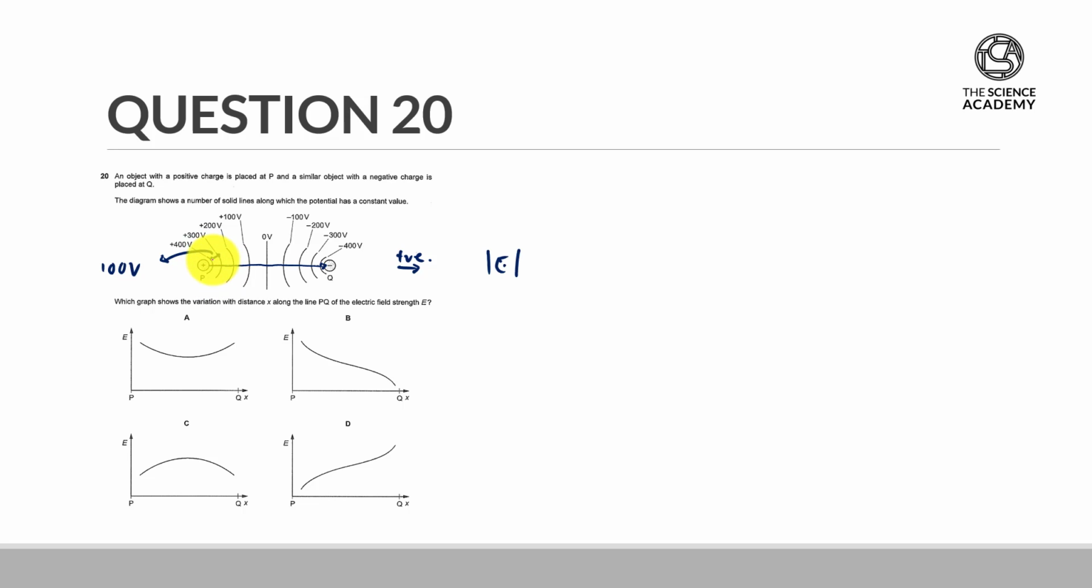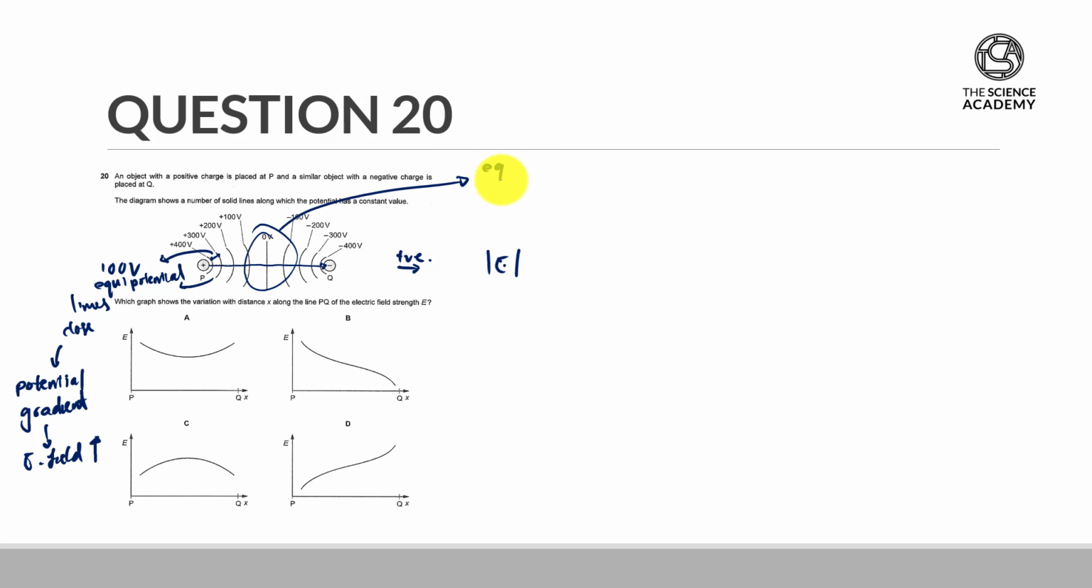When we are close to P, the equipotential lines are close. This means that the potential gradient, or in other words, the E field strength, has a big magnitude. Towards the center, we can see that the equipotential lines are far, and therefore the potential gradient and hence the E field strength is going to be low.